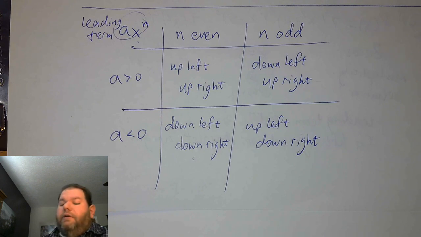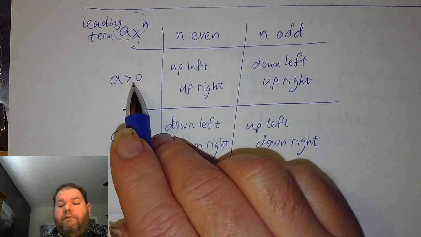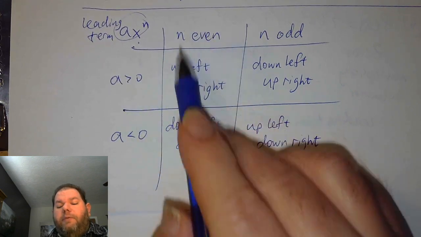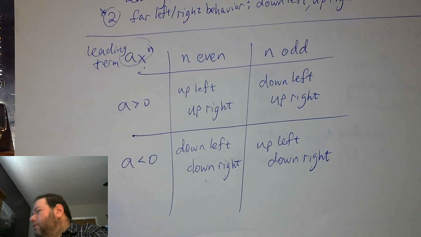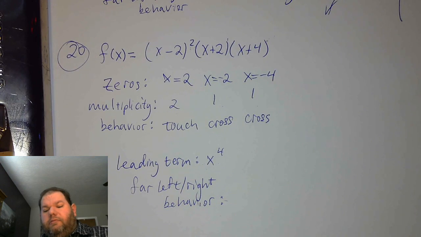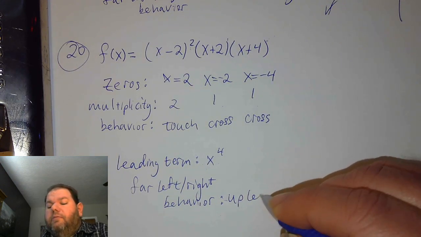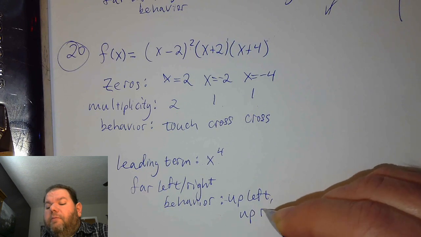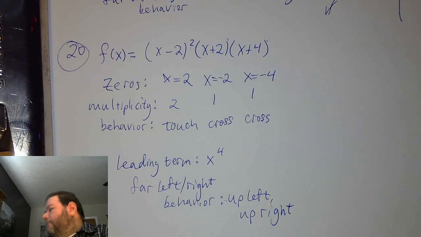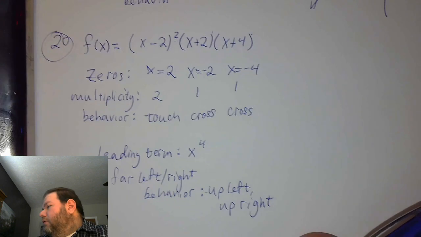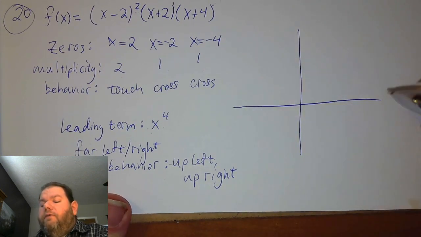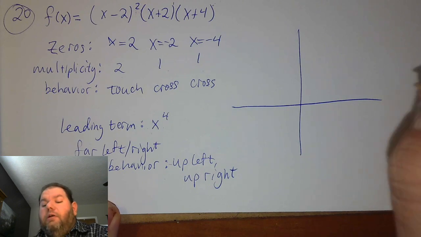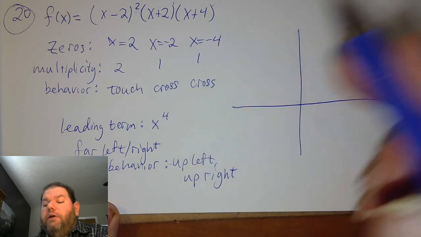Up left and up right. We have positive coefficients, positive x to the 4th, even exponent, so first option here, up left and up right. Okay. Now to graph. Again, our zeros are 2, -2, and -4.